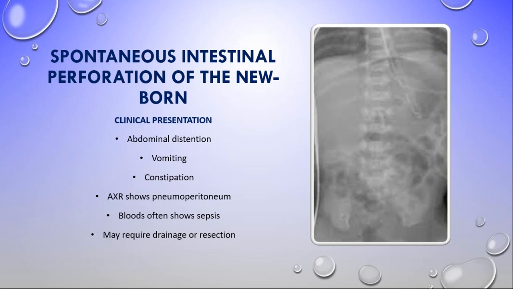How does SIP present? There's abdominal distension, there's vomiting, there's a history of constipation or no stools being passed. On chest x-ray, there's pneumoperitoneum. Blood often shows us a sepsis when we do a blood screen, and they may require drainage or resection. But generally, it's only that part of the bowel, and the outcome for these babies is generally quite good.